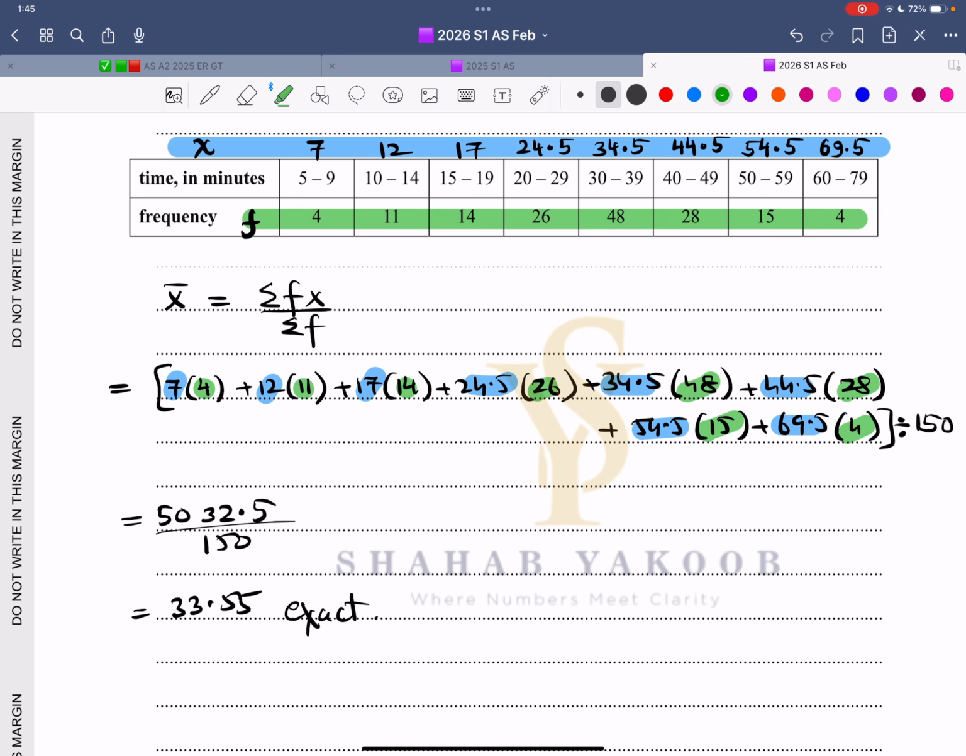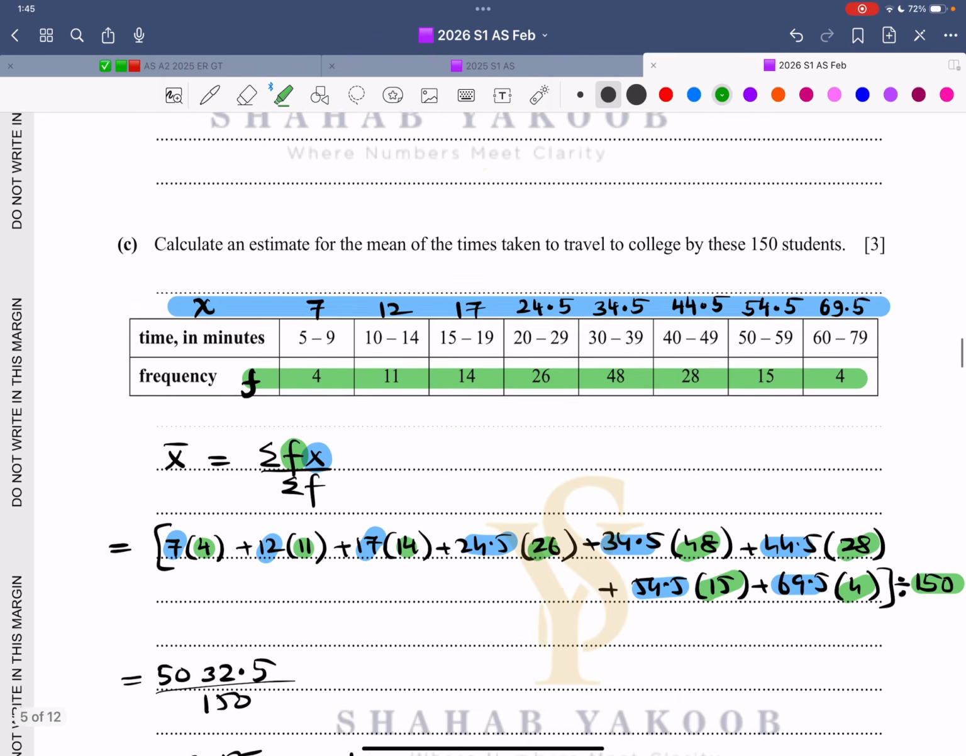Now, what do we do? We add it all up. That is sigma fx. So f is the green one and x is the blue one, divided by sigma f. And then we get this answer. That is 150 over there. So this is 150. And this answer is exact. So again, leave the answer in the exact form. So this thing is also done.